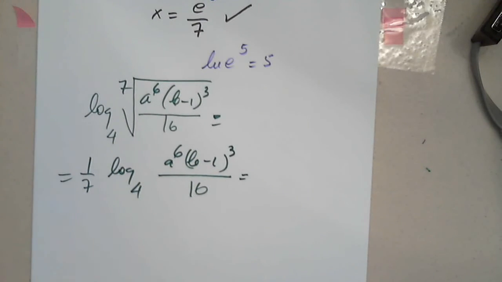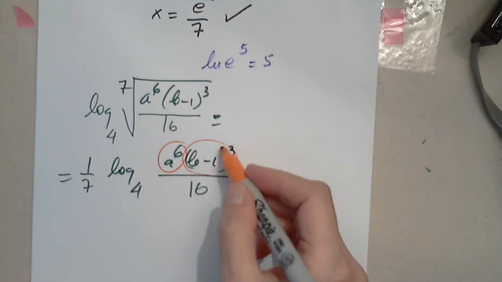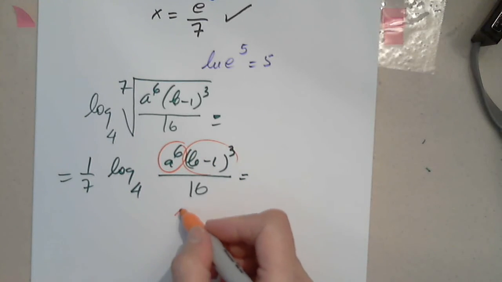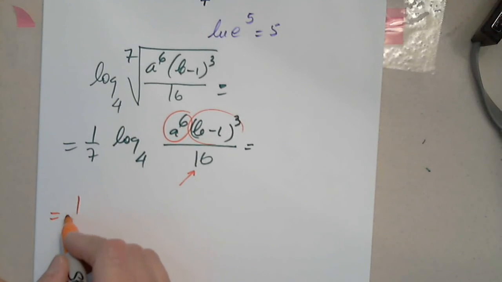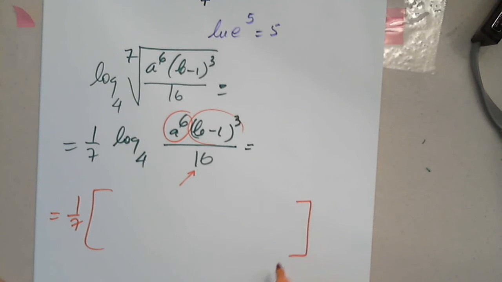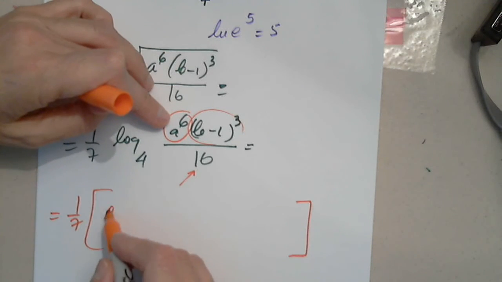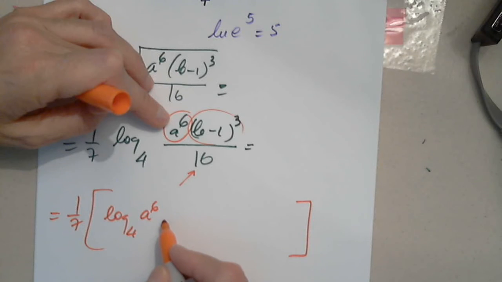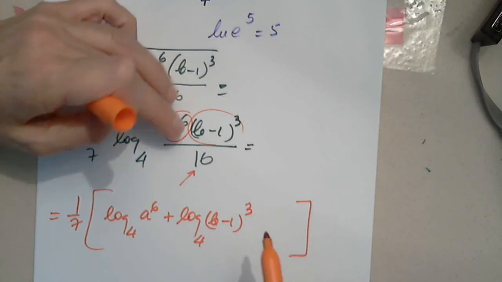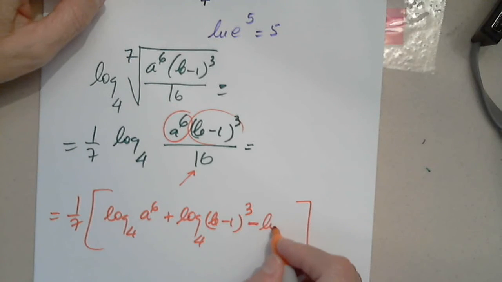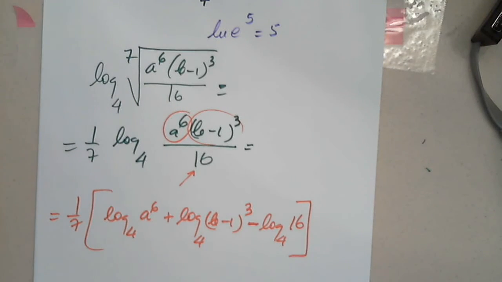Now, remember what we said a long time ago? The quantities that come from the numerator will have plus in front. The quantity that comes from the denominator will have negative in front. So 1 over 7 stays outside: log base 4 of a to the 6th plus log base 4 of b minus 1 to the 3rd, but minus log base 4 of 16. Is this clear so far?